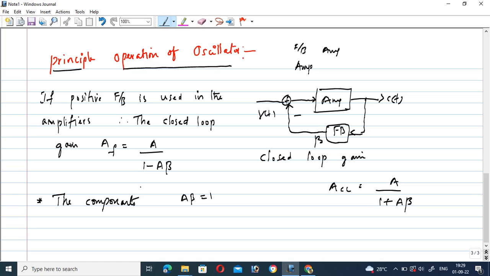Therefore AF is equal to A by 1 minus 1, therefore A by 0. This value is equal to infinity. That means here loop gain is infinity. So if the loop gain is infinity, there is some possibility of output in the circuit. Therefore, if the loop gain is infinity, which implies that the circuit can generate a non-zero AC output even with the input signal being zero. Okay, so that is a very important consideration.